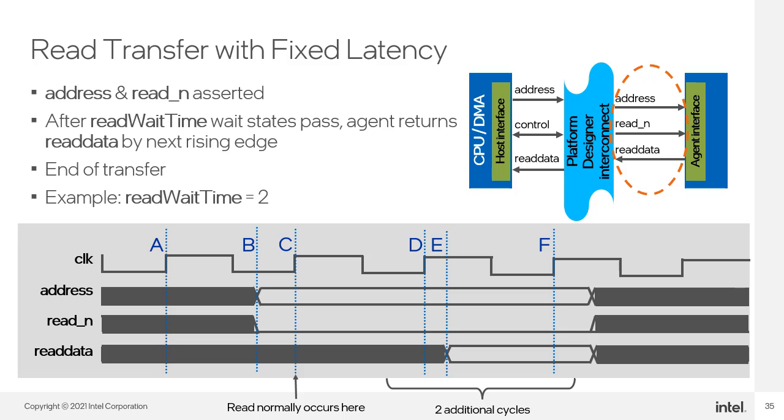This means that the command arriving on clock cycle C will produce valid data 2 cycles later. Cycles C and D are considered the wait states, and D and F are the additional cycles beyond when the command is received by the agent. Once the additional cycles elapse, the data available on the read data output is sampled on clock cycle F.